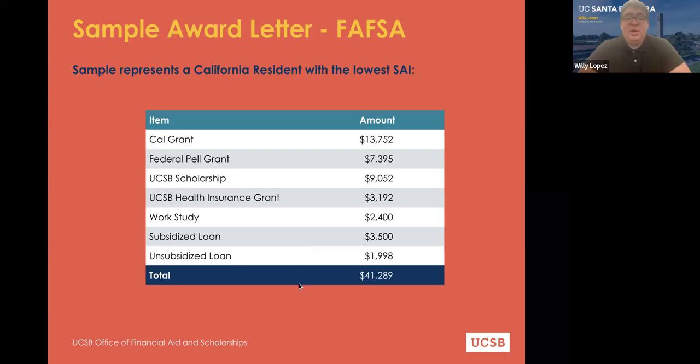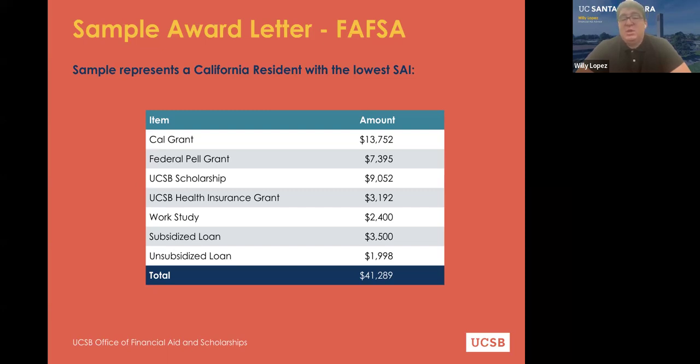Okay, so then we also have an example of an award letter for a FAFSA recipient with the lowest SAI possible. As you can see here, we have the California Grant, Pell Grant, and the UCSB scholarship listed as opportunities for students to get financial aid that does not have to be paid back. We also have, for this student, because they are the lowest SAI, a UCSB health insurance grant that covers the health insurance that is charged by the university.